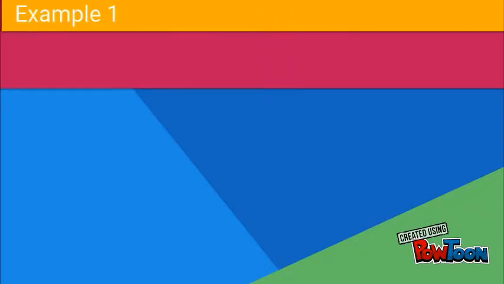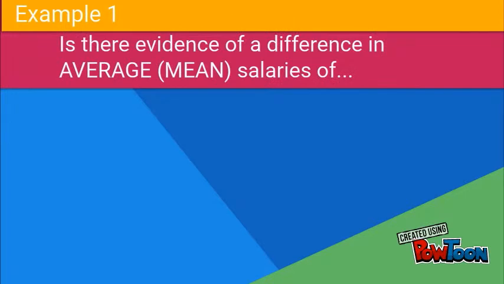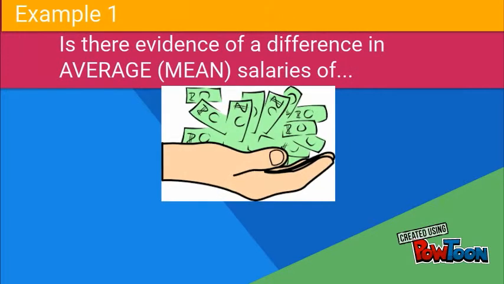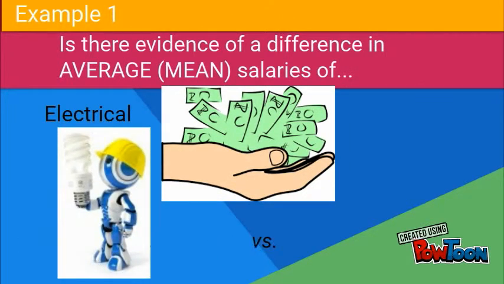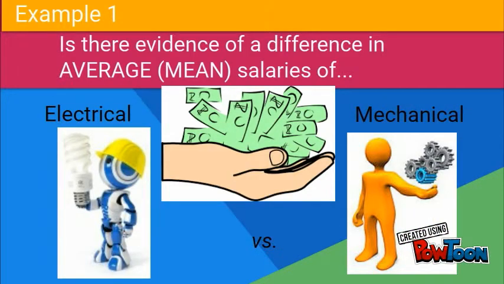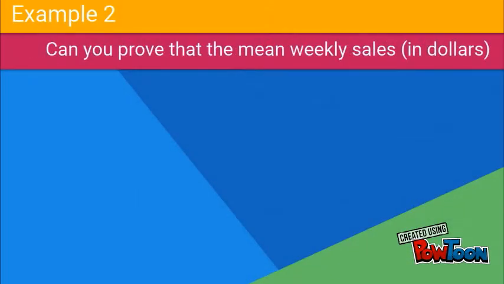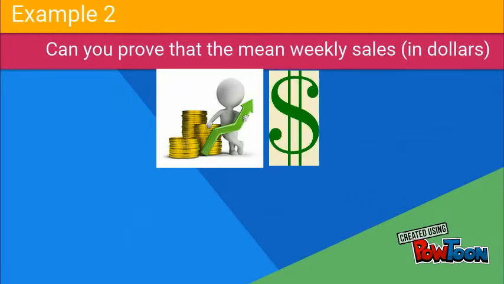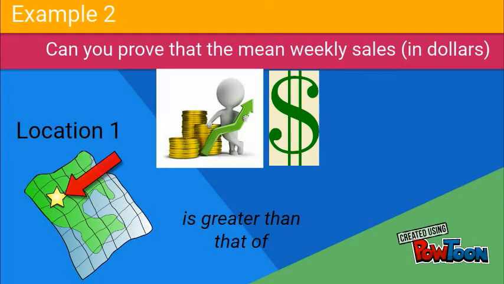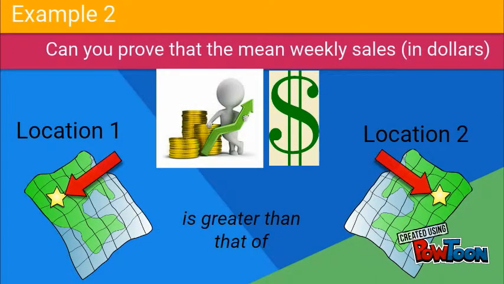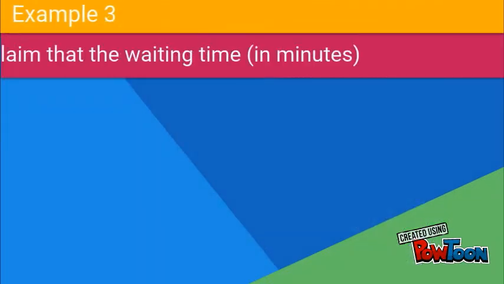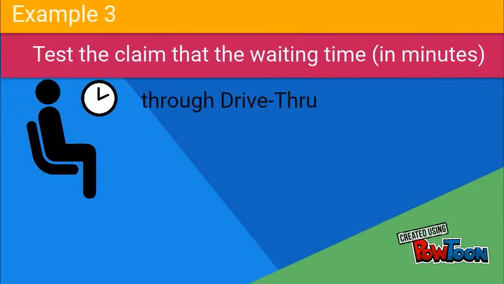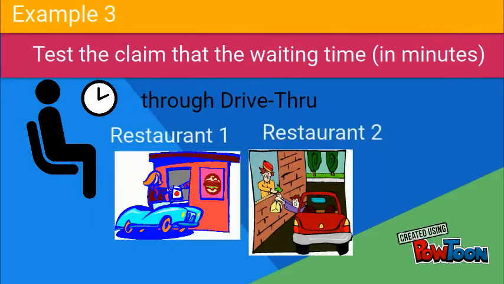Example 1. Is there evidence of a difference in the average salary in dollars of electrical engineers compared to mechanical engineers? Example 2. Can you prove that the mean weekly sales in dollars for location 1 is greater than that of location 2? Example 3. Test the claim that the waiting time in minutes through a drive-through window of two fast food restaurants is the same on average. In each of these examples, there are four common characteristics.